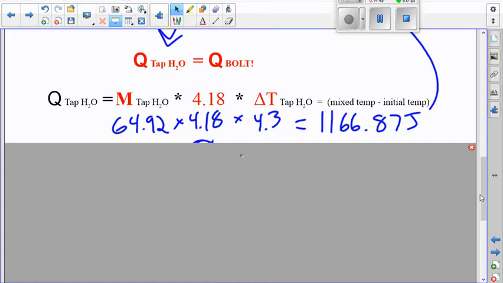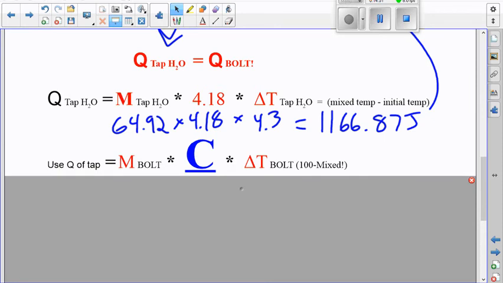Okay, so we're going to use the Q of the tap water, because that should be equal to the Q of the bolt. You guys see how the Q of the tap water should be equal to the Q of the bolt? Okay, so I'm going to use that 1166.87.